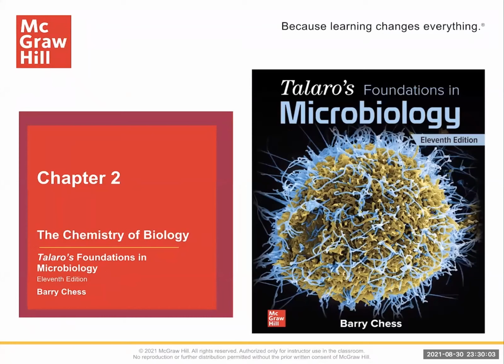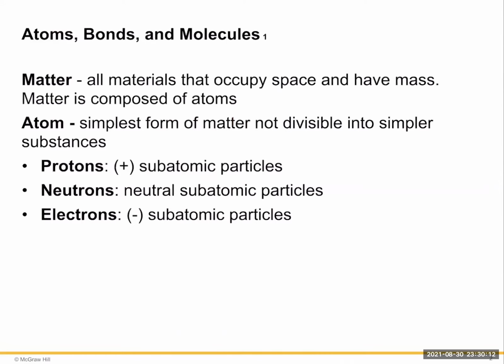So chapter 2, this is the chemistry of biology. So it's basically from your Chem 3 class. Okay, all right. So atoms, bonds, molecules, matter.